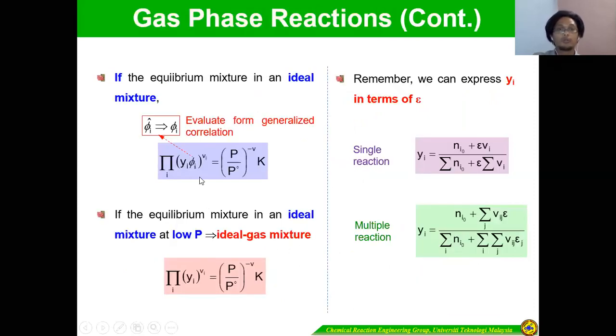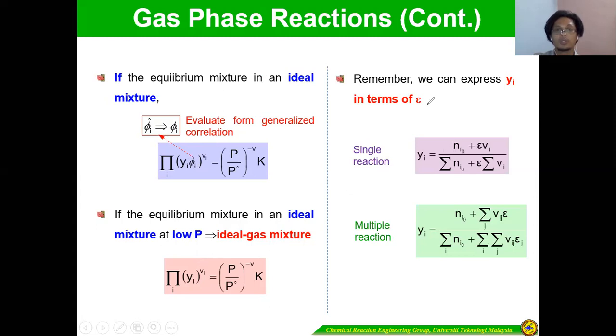Okay, so for the gas phase reaction, if the equilibrium mixture is ideal, this one already told you. This one is equal to the pure species, and it becomes 2 to 1. Ideal mixture and low pressure. So this one is for the ideal mixture, and this one is for the low pressure. So that means no P.